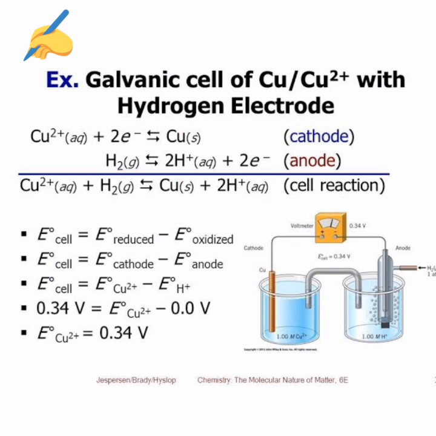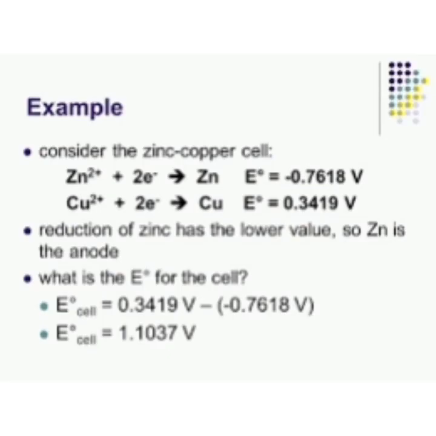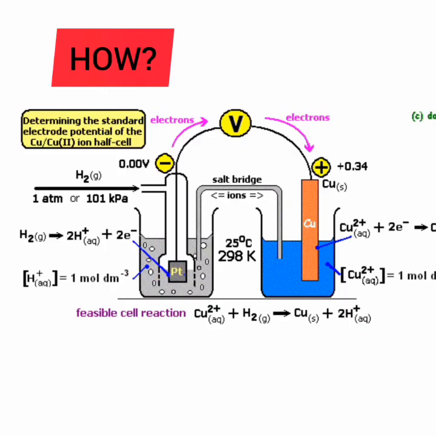What is the use of SHE? Measurement of electrode potential. How? To determine the potential of an electrode, it is coupled with the SHE to form a cell. The EMF of the cell is determined using a potentiometer. Since one of the electrodes, the SHE, has 0 potential, the measured EMF will be numerically equal to the potential of the other electrode.